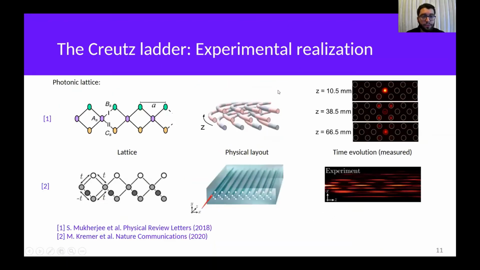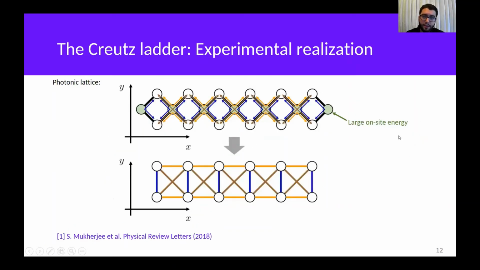And this system was very recently implemented. These two groups implemented a Bombas chain in a photonic lattice in two different ways, and they measured the Aharonov-Bohm caging. And one of these groups suggested that using very large on-site energies in the middle sites, they would essentially get a Creutz ladder.